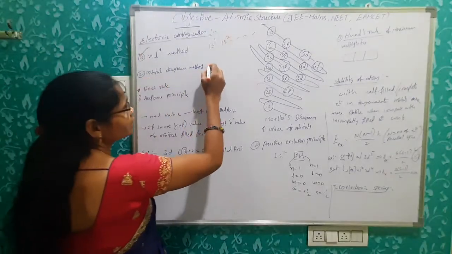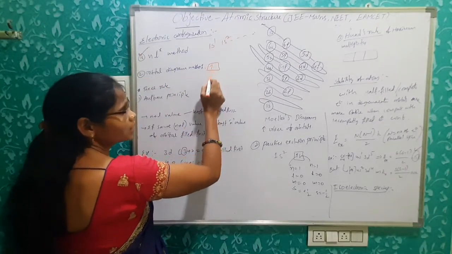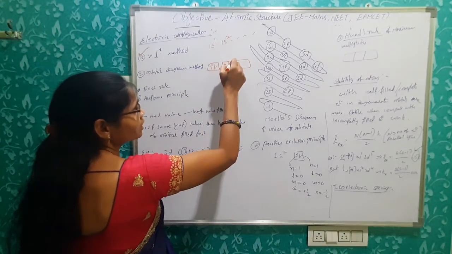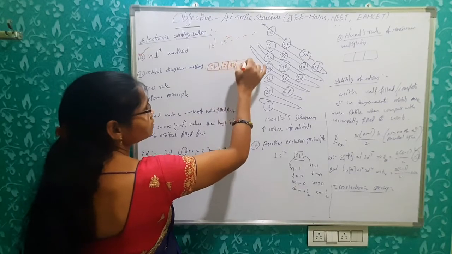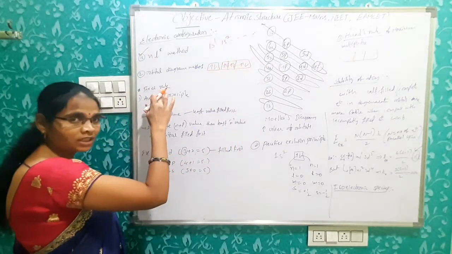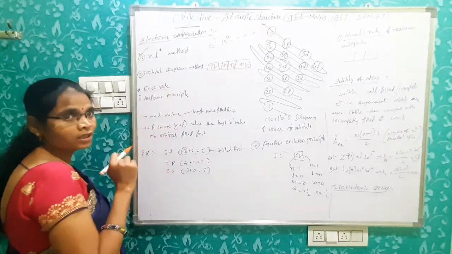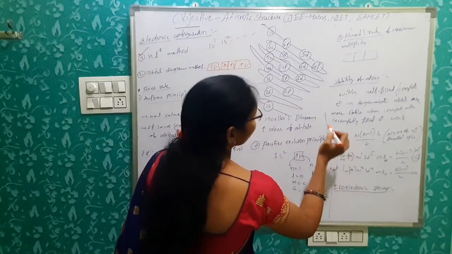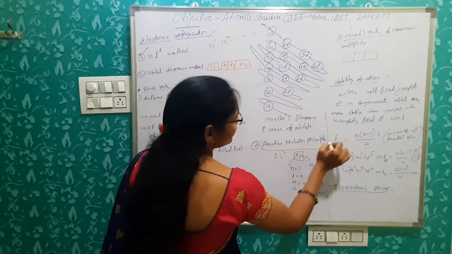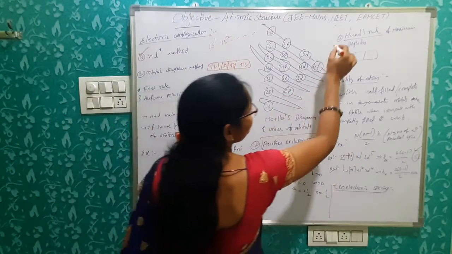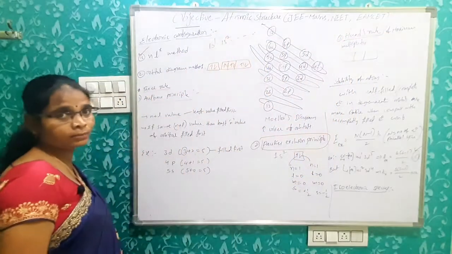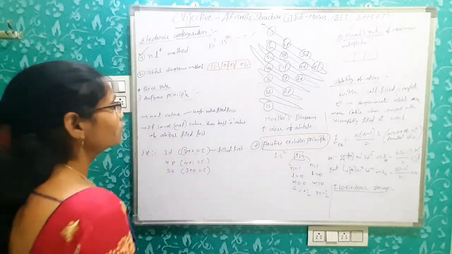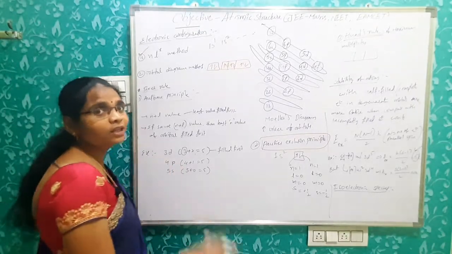In the orbital diagram method, if one orbital is there, one electron goes in, then another electron. If degenerate orbitals are there, one electron is filled first, then pairing takes place according to Hund's rule. While filling the electrons in orbitals, we should follow 3 rules: the Aufbau principle, Pauli's exclusion principle, and Hund's rule of maximum multiplicity. Okay, we have to follow these rules, then only we will get a correct electronic configuration.